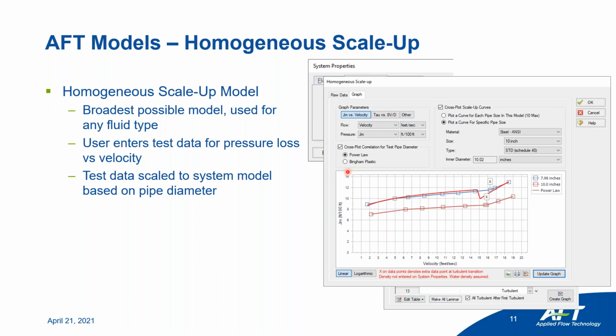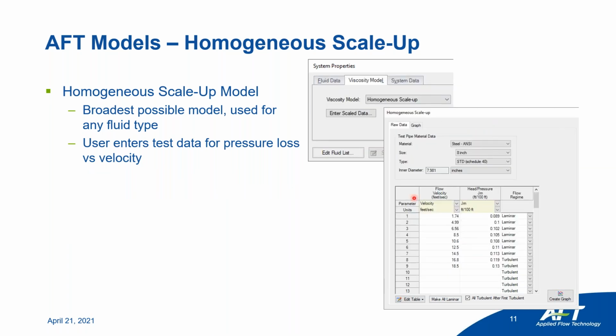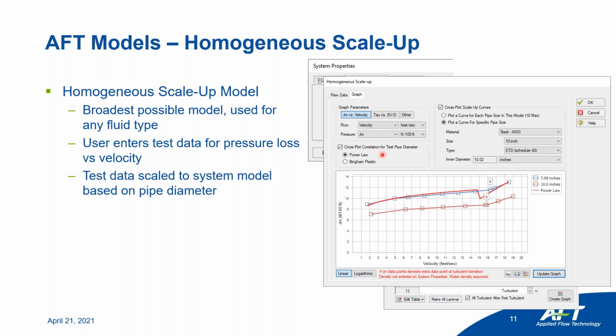Rather, we're going to take that test data and we're going to scale it to the system model based on pipe diameter. So in this test data, we've said that we tested this in an 8-inch pipe, but of course our system won't only be an 8-inch pipe. So instead we can correlate it to a 10-inch pipe. So we can see these blue boxes are original data for that 8-inch pipe. And when we scale up our data to this 10-inch pipe, we will of course see a lower pressure drop for a given velocity value.